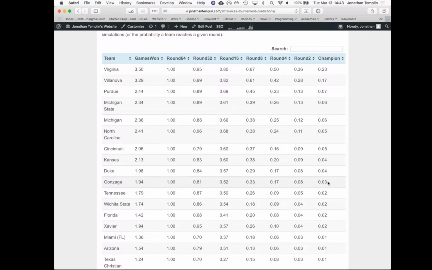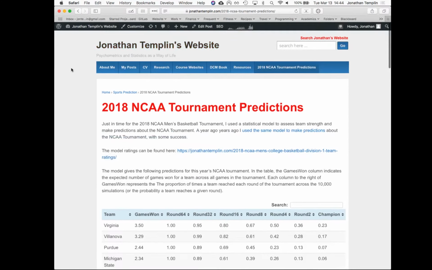Purdue, was it, Maggie? Purdue is actually the third highest chance, 7%. Kansas is at 4%. The model likes Virginia and Villanova. The last year champion was Villanova, and they had a 9% chance of winning. So anyway, that's what the model says.